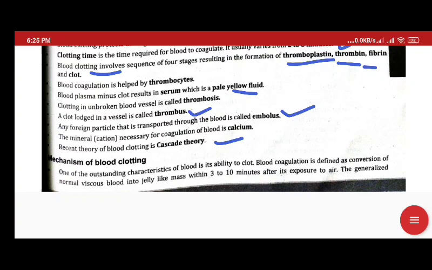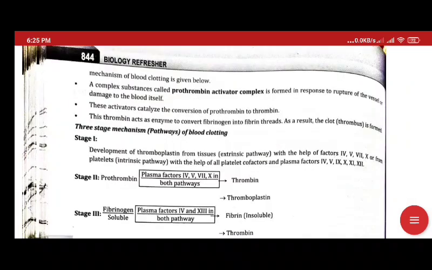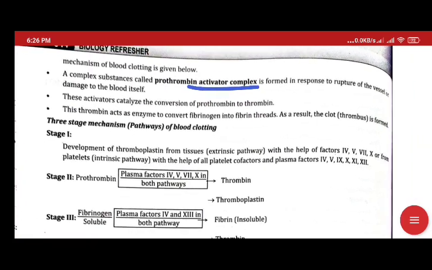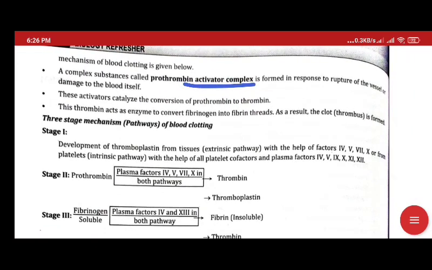Now the mechanism. We should start the mechanism. A jelly-like substance takes 3 to 10 minutes for clotting. Now we will start in the next class. In this class we will talk about the blood clotting mechanism. The mechanism is simple: prothrombin activator is activated on the damaged blood vessel. This is the activator complex. This activator complex catalyzes what? Prothrombin to thrombin, and this thrombin enzyme makes fibrinogen into fibrin.